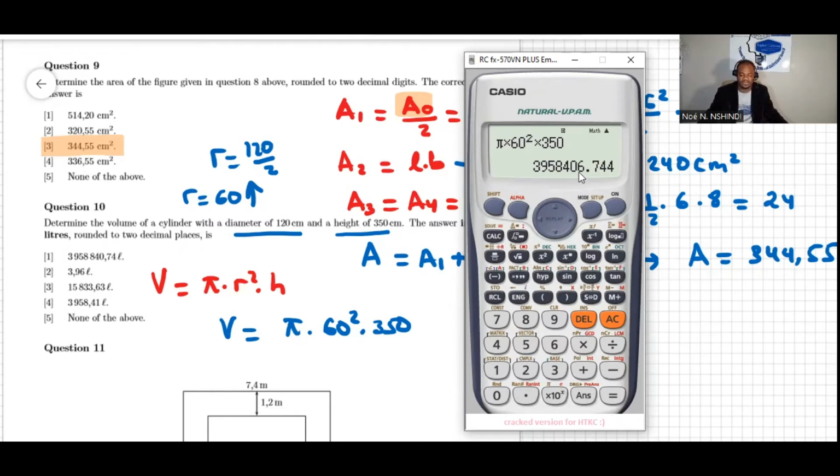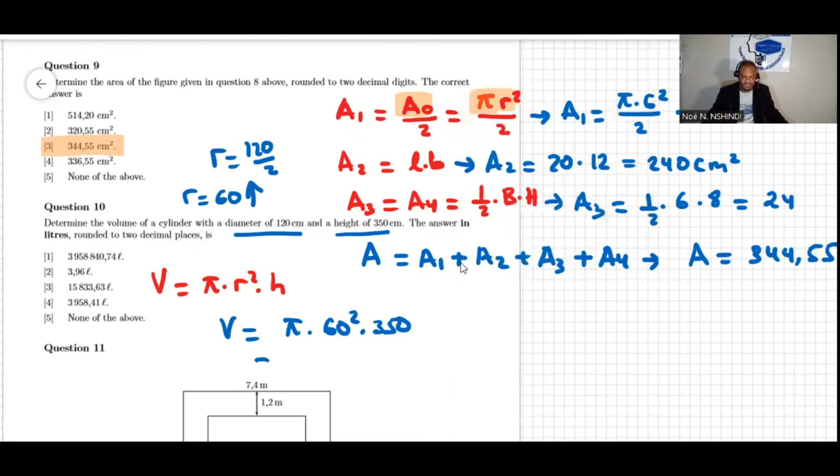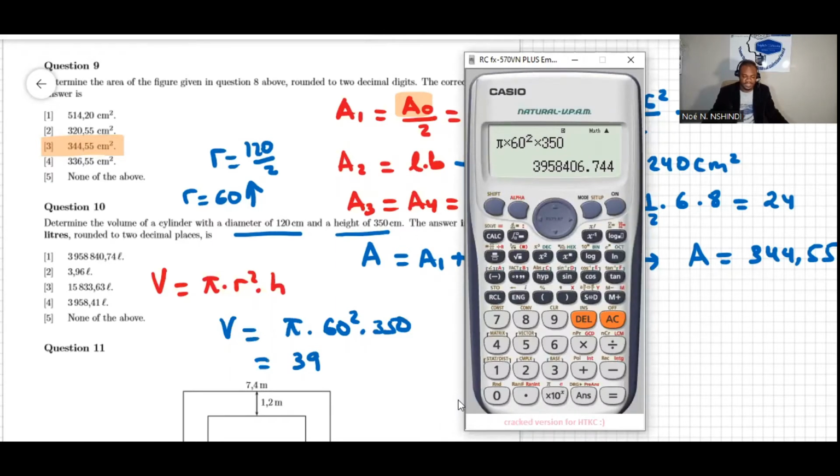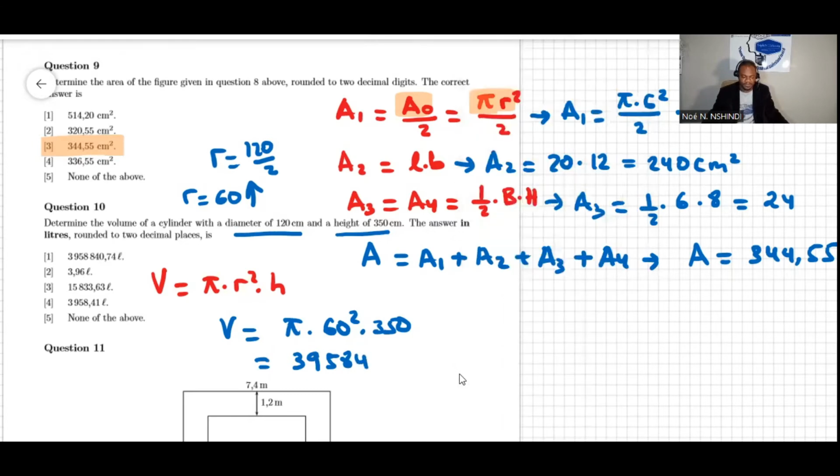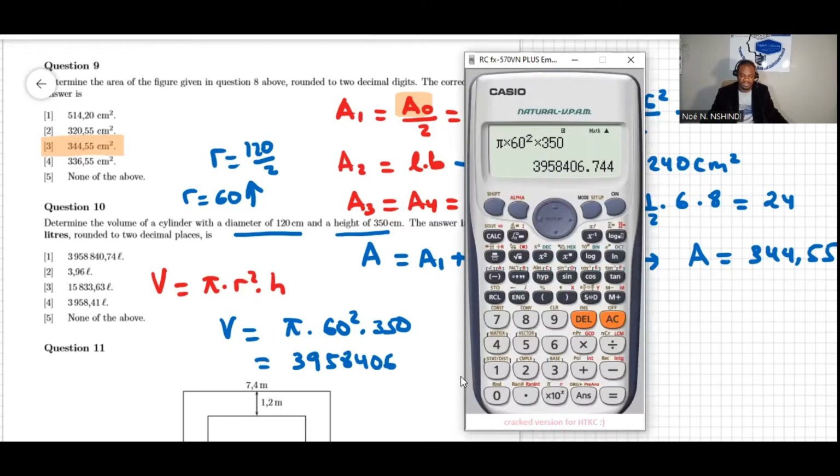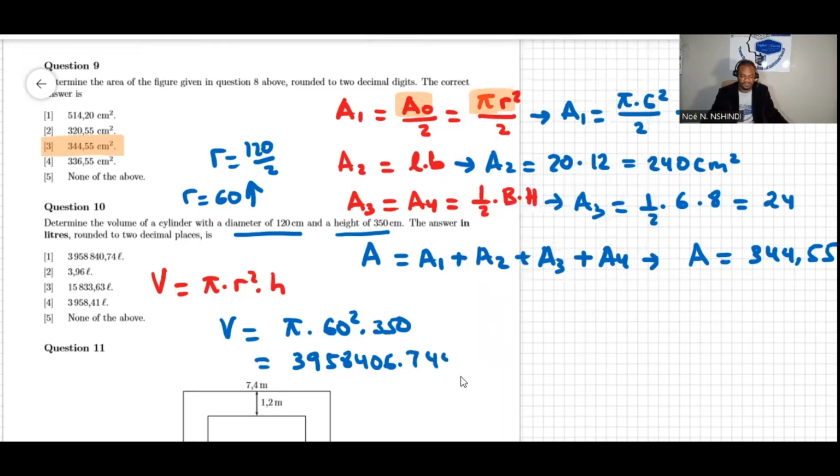I count the places after the comma, 1, 2, 3, 1, 2, 3. So 3 million... I'm not that good at reading numbers. I prefer to spell the numbers. So this would be 39, 58, 406 dot 744 centimeter cubed.